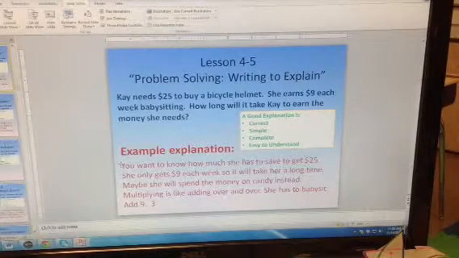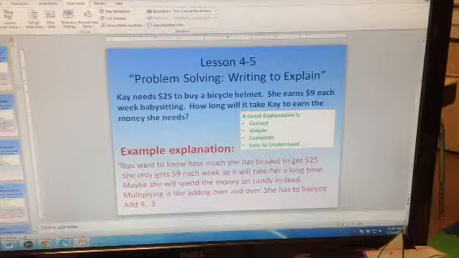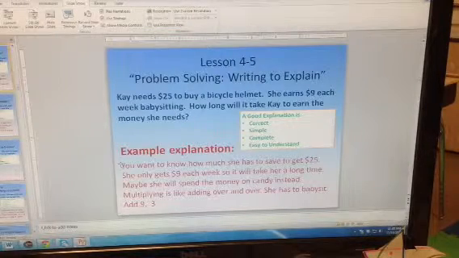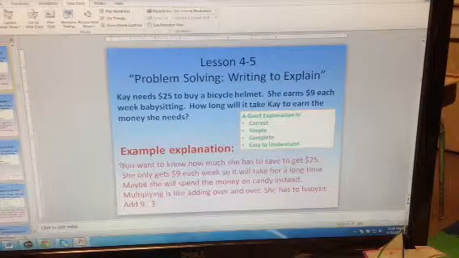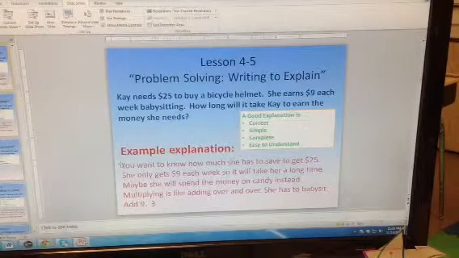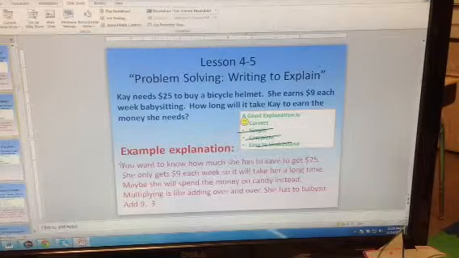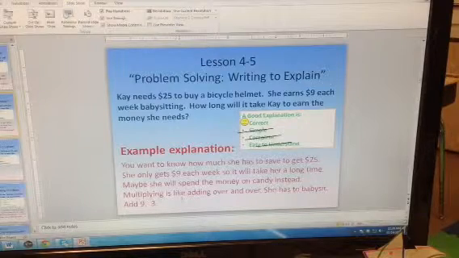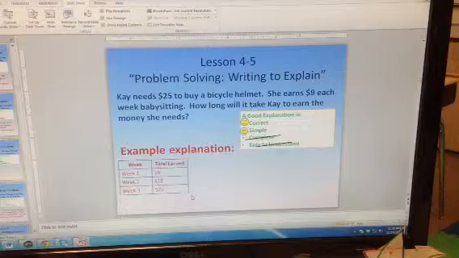This person says, you want to know how much she has to save to get $25. She only gets $9 each week, so it will take her a long time. Maybe she'll spend the money on candy instead. Multiplying is like adding over and over. She has to babysit. Add 9, 3. Which of those does it fill in the green? We said it was correct because she did get 3. This person did get 3 as their final answer, but it was not simple, it was not complete, and it was definitely not easy to understand.